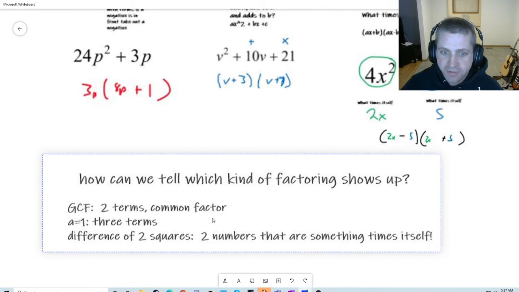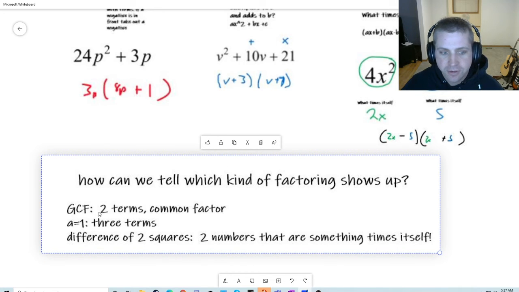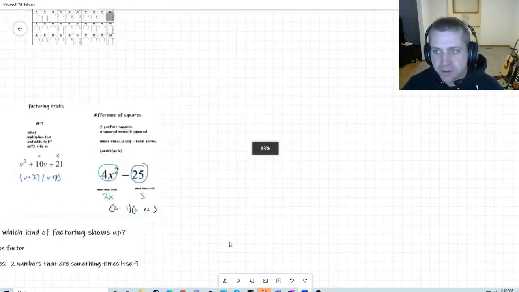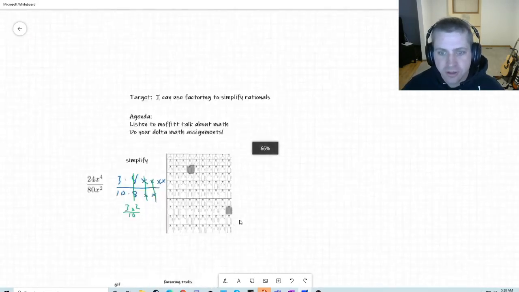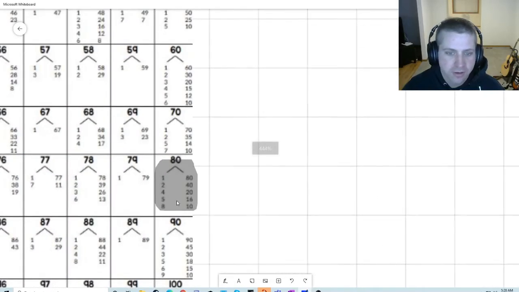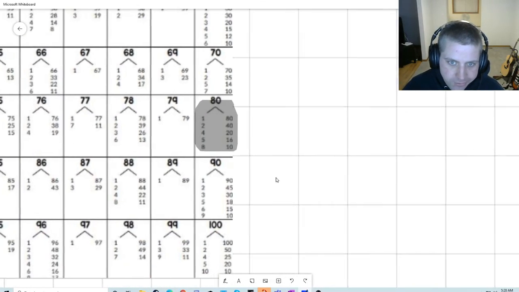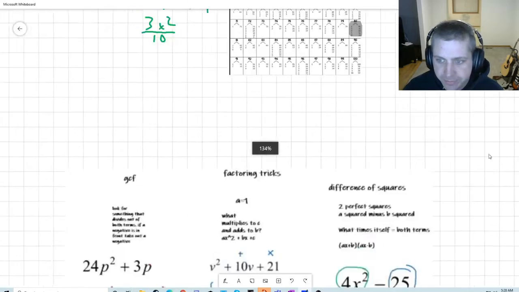How can we tell which kind of factoring it is? I mean, GCF usually has 2 terms. It can have as many as we want, but typically you'll see it in this assignment with 2 terms. A equals 1 has 3 terms. That's what multiplies to, what adds to. Please use your factor pair chart if you need to, if you're bad at multiplication, or good at it, honestly. Finding what multiplies to 80 and all the things that multiply to 80 is kind of a pain. Like, I didn't remember 5 and 16 multiplied to 80. So, it still helps me even. Okay.